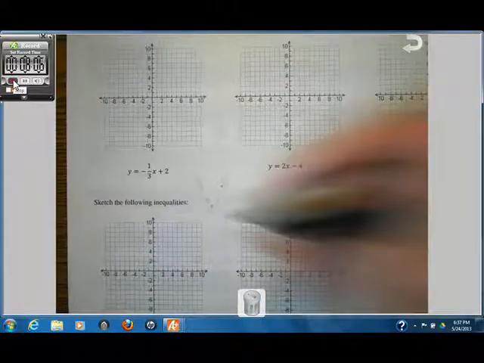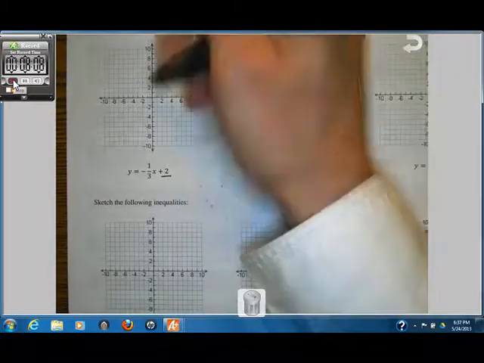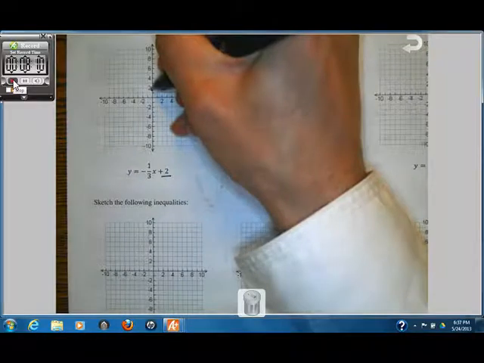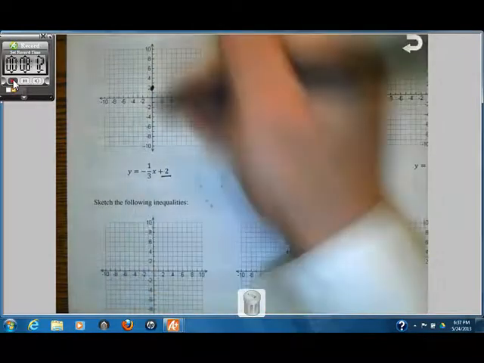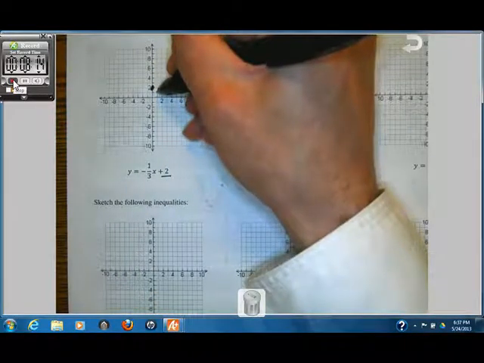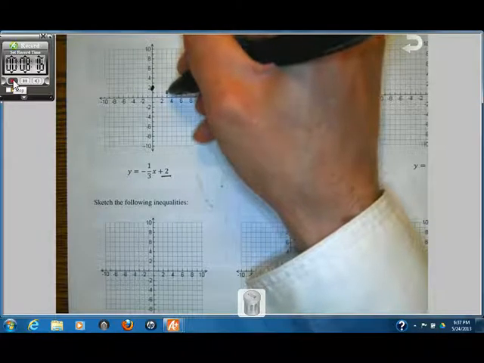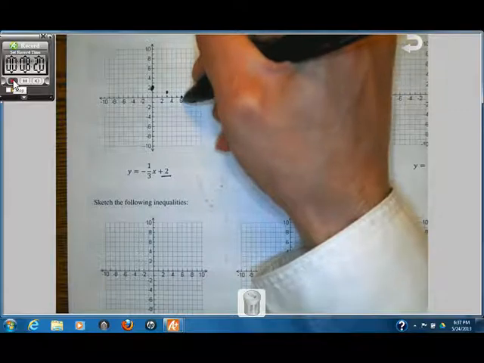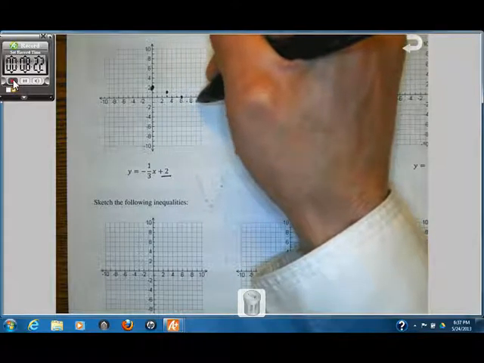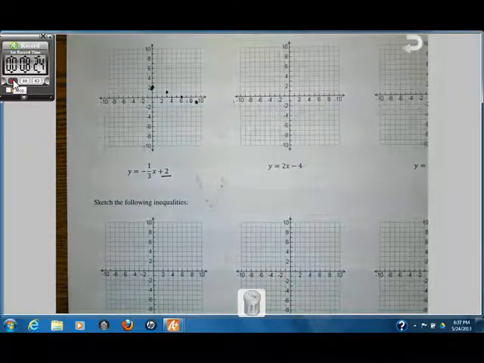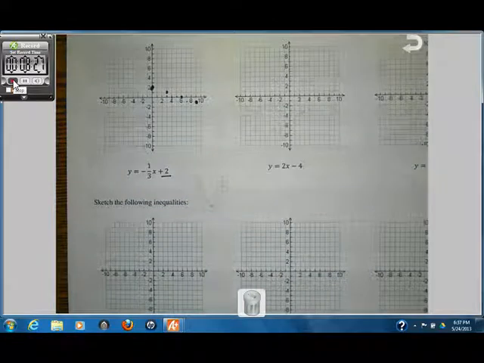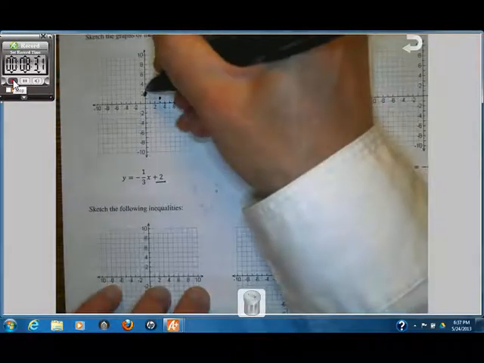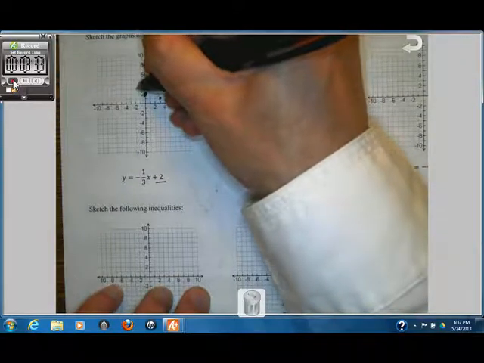Down 1, 1, 2, 3. You may want to iterate points because some of you are not that careful with straight edges, and I'm pretty clumsy with a straight edge myself. Up 1, over 1, 2, 3. Okay. So we take our handy dandy straight edge, and we draw ourselves a line, and the line is solid because y is actually equal to that value.